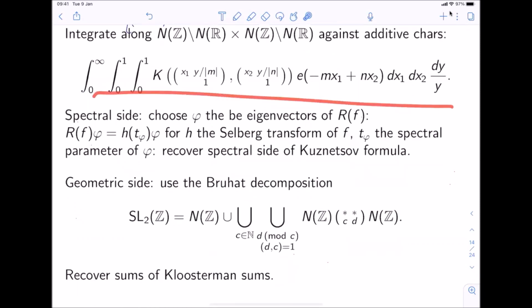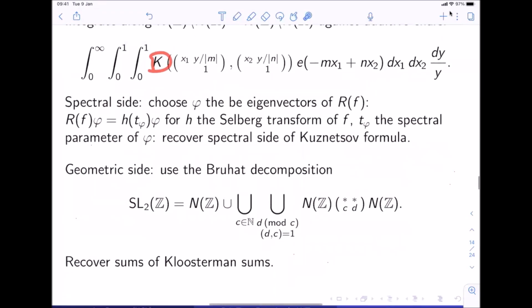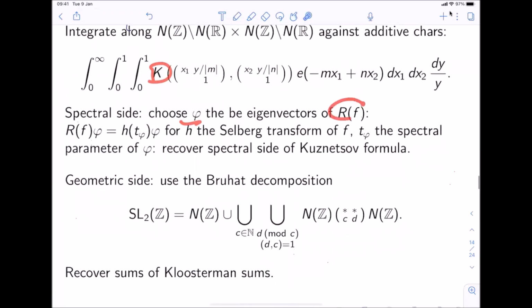If you take this integral and compute it two different ways, one by replacing this K by this spectral expansion, we should choose the phi to be eigenvectors of this operator. It turns out that if I choose these to be eigenvectors, the eigenvalue for this vector is just going to be h of t, where t_phi is the spectral parameter associated to phi, and h is what's called the Selberg transform of f. These h of t's are the usual ones you're used to from the usual behavior of the Kuznetsov formula.